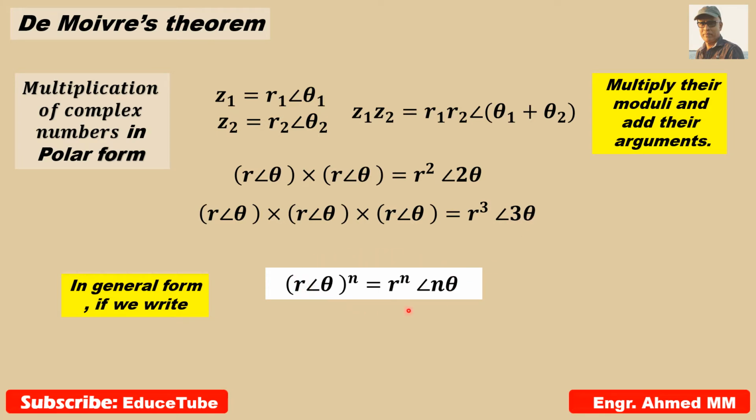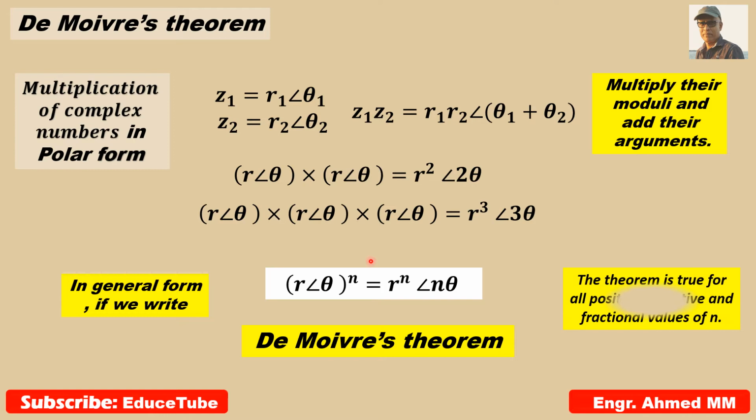This general form we call de Moivre's theorem. It has some limitations. What is that? The theorem is true for all positive, negative and fractional values of n. And this theorem is used to determine the powers and roots of complex numbers. So let's see first how to determine the powers of complex numbers.